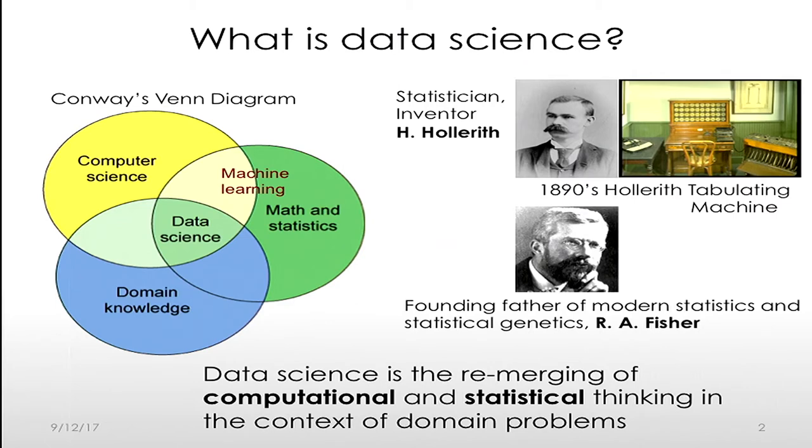A bit of history: it's less well known that in 1890, the US census was predicted to take 13 years, and a statistician called Hollerith was charged with the task of speeding up the tabulation of the data. He invented the Hollerith tabulating machine, and he had a company, which was one of the four that merged to become IBM.